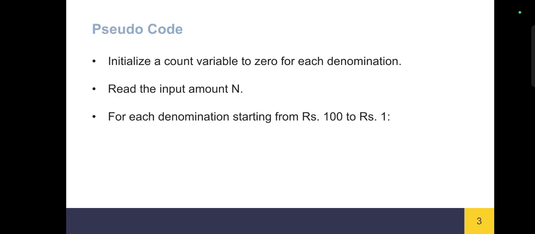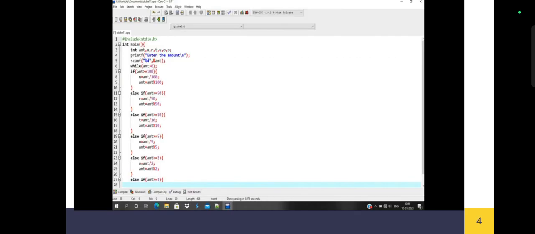Pseudocode. Initialize a count variable to 0 for each denomination. Read the input amount n for each denomination starting from rupees 100 to rupees 1. Now we shall see the program code.